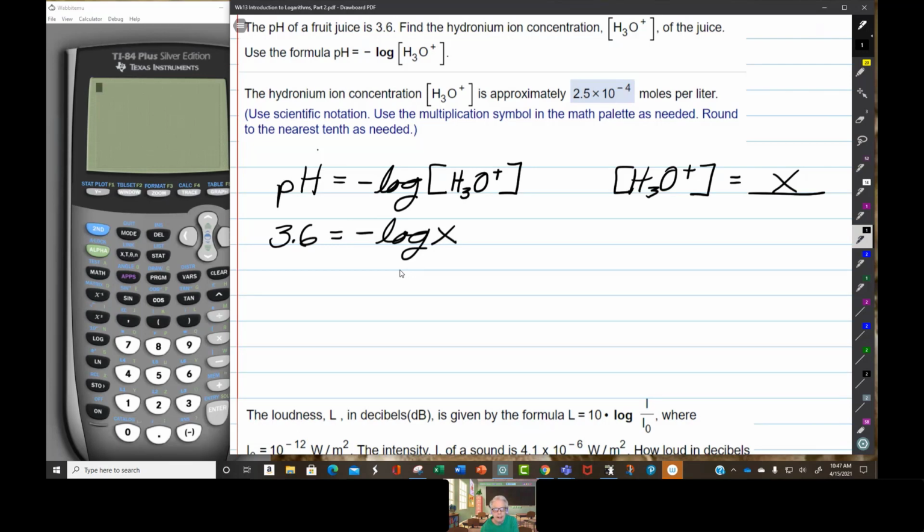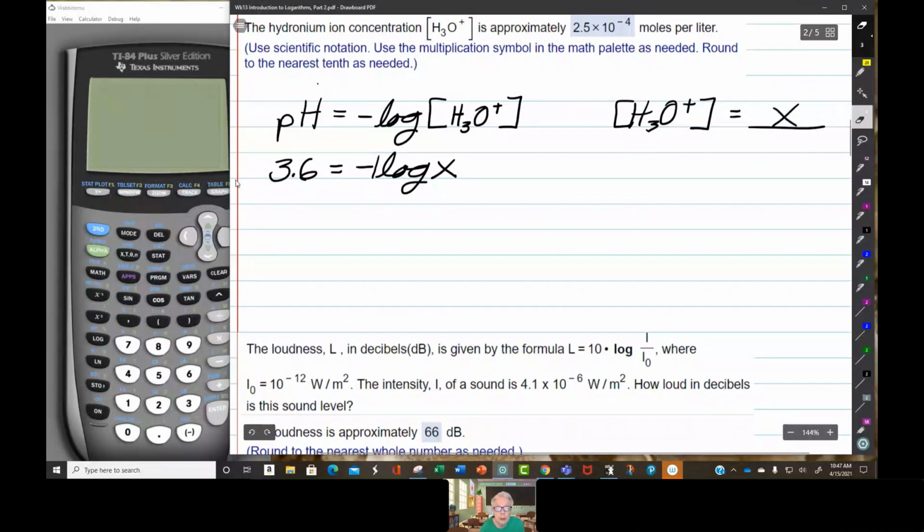We did this yesterday. We're going to do it again. First, there's the number -1 in front of log X. This is log base 10 of X. We don't write the 10 when you have a base 10, and we talked about that yesterday. First thing I'm going to do is get rid of that -1. I'm going to divide both sides by the -1. That just makes it easier.